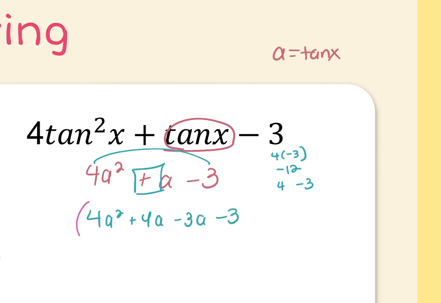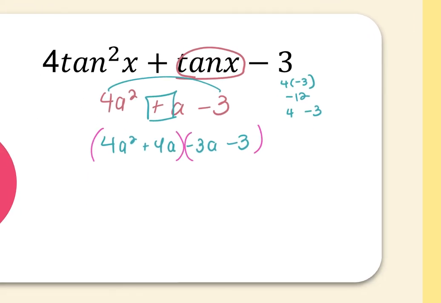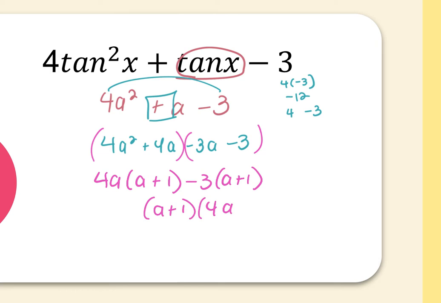And then factor by grouping. So from the first one, you can take out a 4a. Second one, I can take out a negative 3. And I get a plus 1 and 4a minus 3. And then I got to plug back in the tangent. So this would be tan x plus 1 and 4 tan x minus 3.